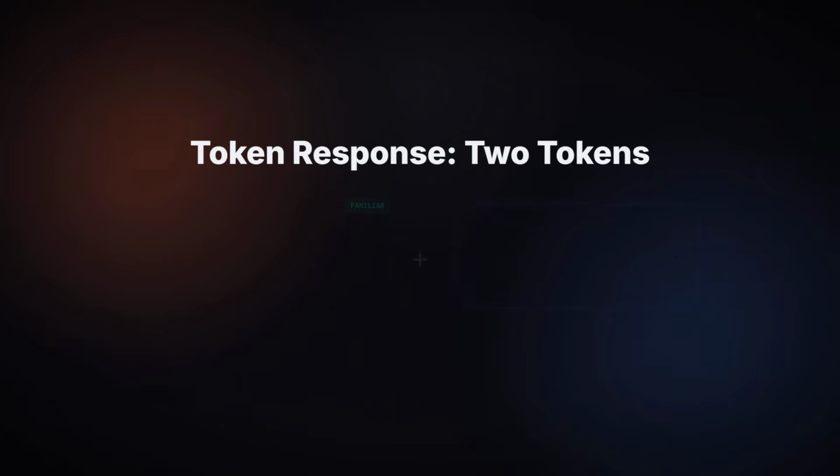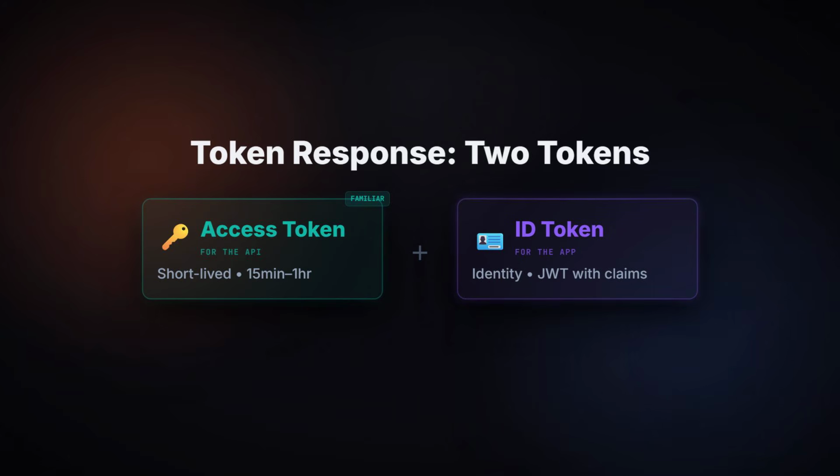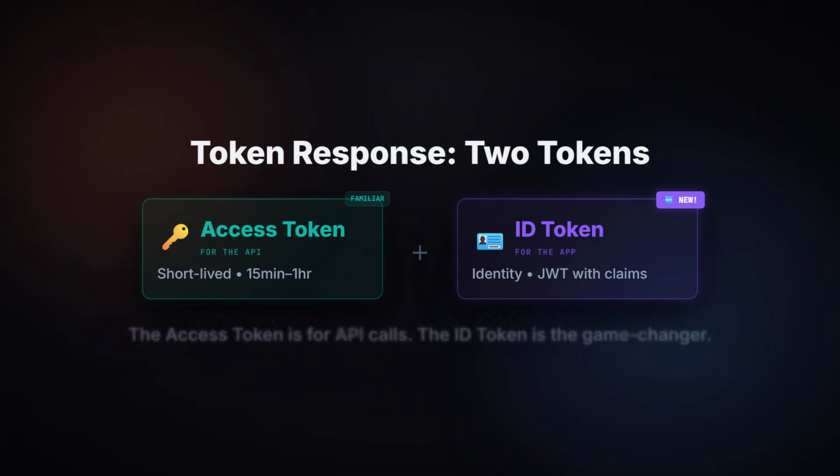The token response comes back, and it includes 2 tokens. The access token, that one you already know from part 2. But there's a new one, the ID token. This is the game changer. The access token is for API calls. Send it to the resource server. The ID token, that's for your app. It tells you exactly who just logged in.